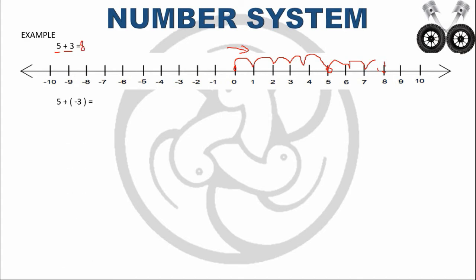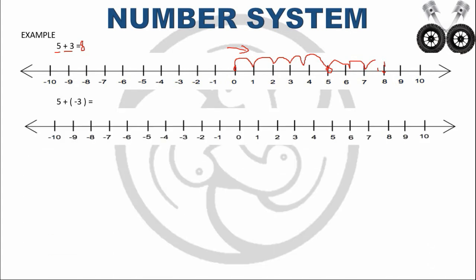Next example, 5 plus minus 3. Here one is a positive integer and the other is a negative integer. What is step 1? We have to start at 0. We are starting here. What is the first integer? It is the positive integer. How many steps do we have to move? We have to move 5 steps. So 1, 2, 3, 4, 5. So we reach the integer 5.